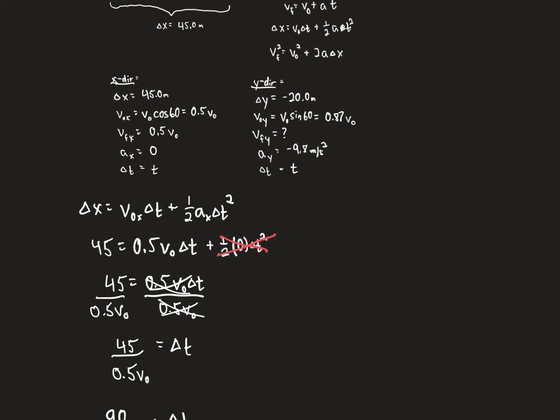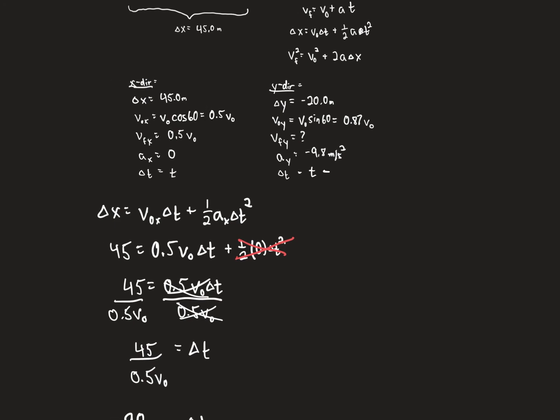Let's look at the y direction. What things do I know in the y direction? I know change in y. I know v initial y. I don't know v final y. I know ay. I know change in t now is equal to t, which is equal to 90 divided by v naught.